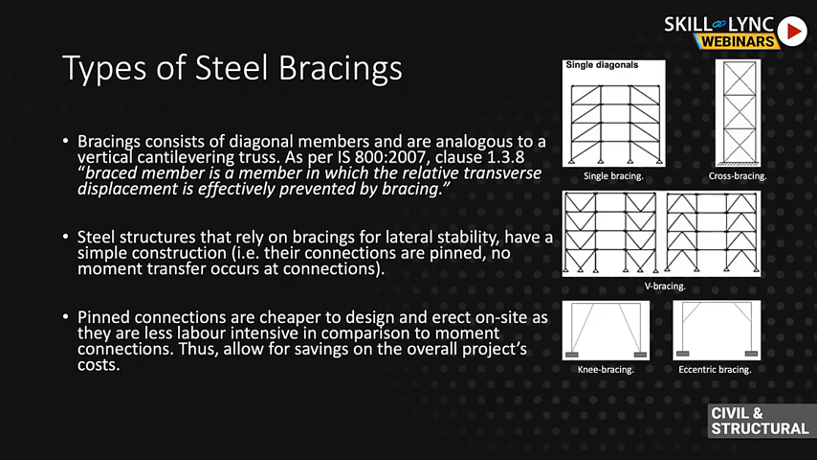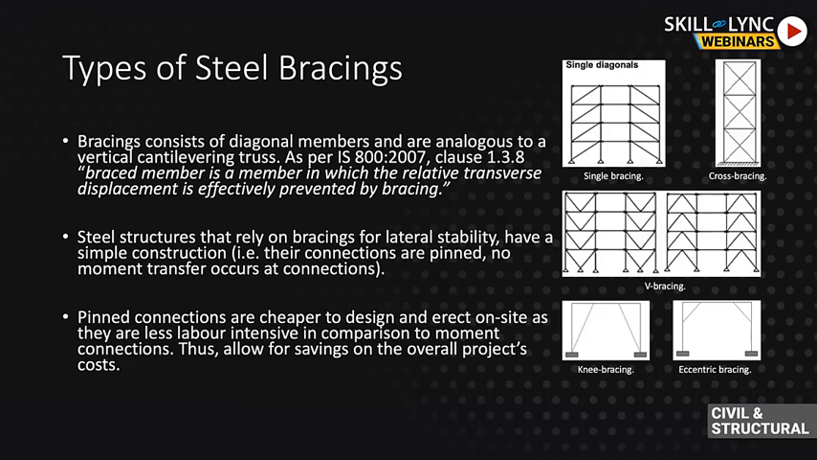So IS 800:2007 clause 1.3.8 defines bracing as consisting of diagonal members, analogous to a vertical cantilevering truss. And it defines a braced member as a member in which the relative transverse displacement is effectively prevented by bracing. So that means you have minimal inter-story drift at each story level.